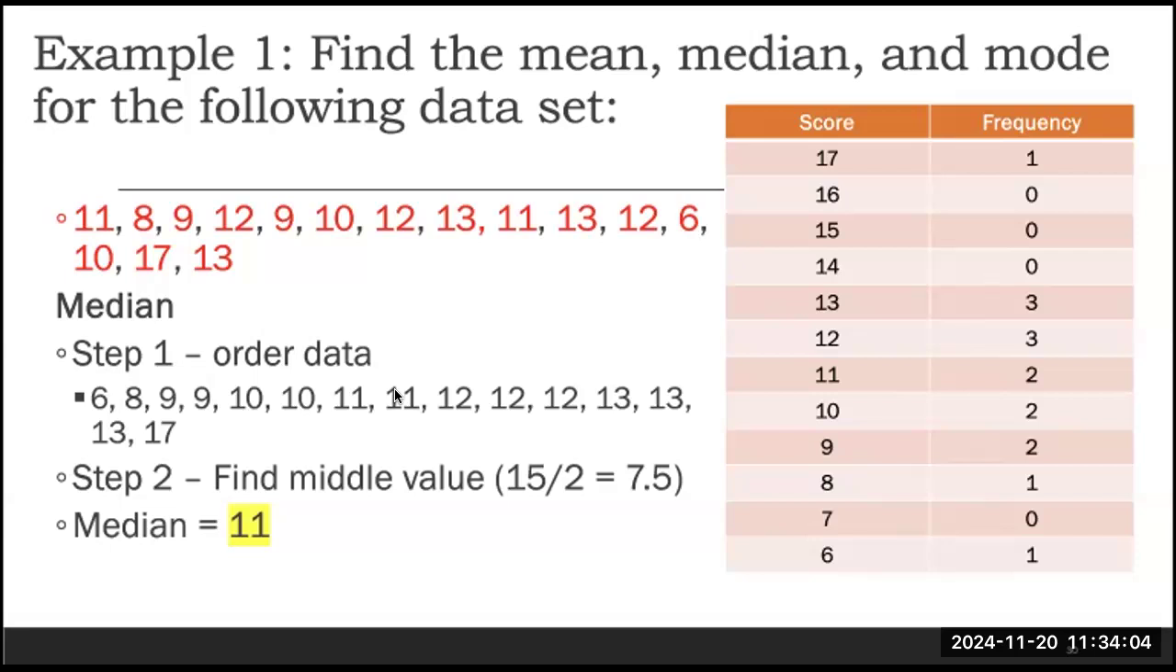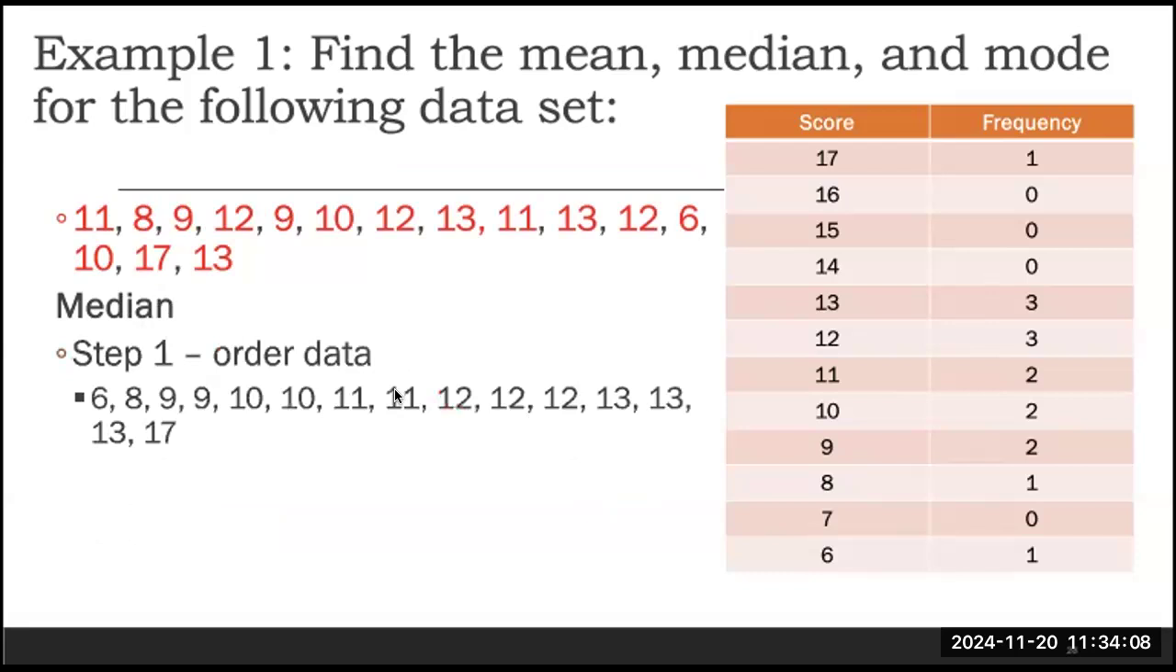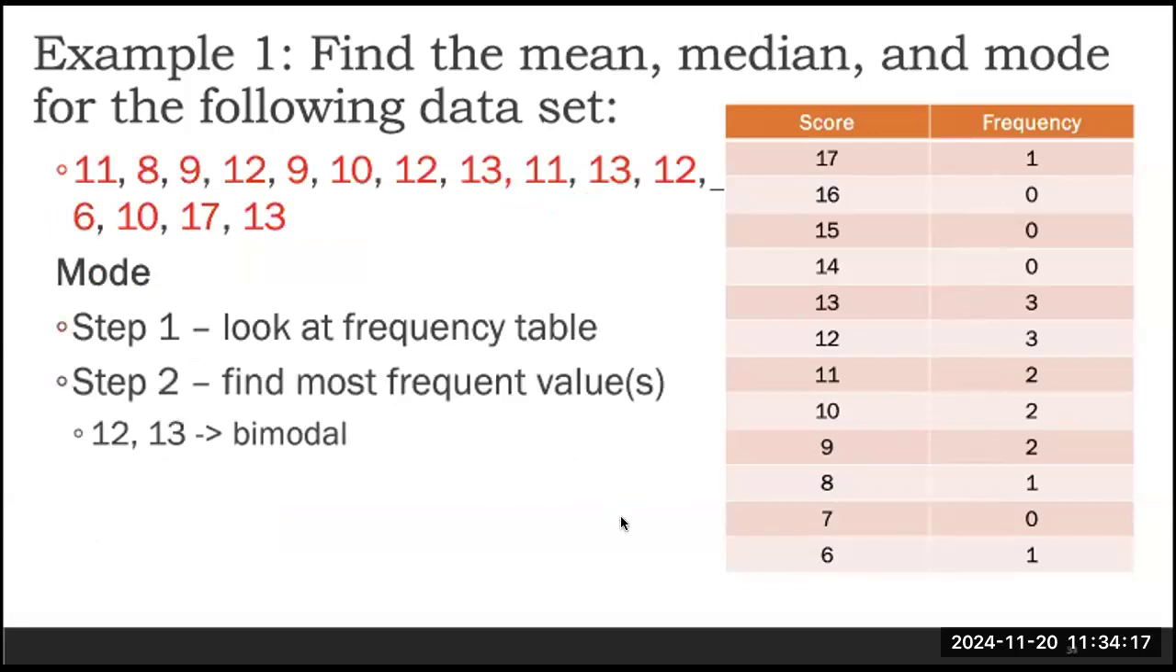So you'll see the mean was 9.4. The median is 11. And then the mode, you would look at the frequency table. What has the highest frequency? Well, looks like two of them, 12 and 13. So this is bimodal. So you can see that the measure of central tendency you decide to use could have different values, right? In a normal distribution, they will all be the same value.